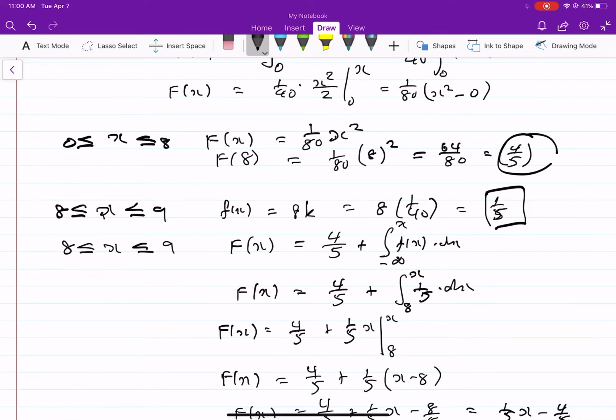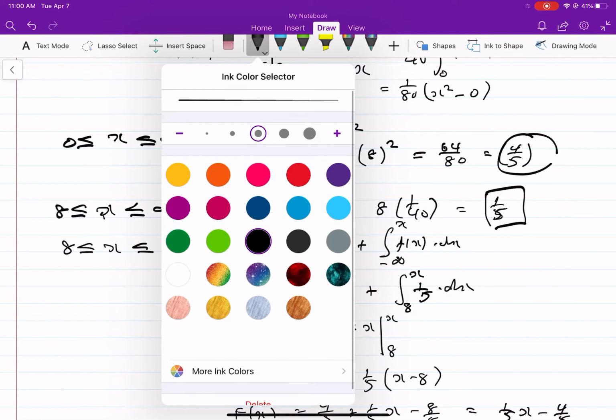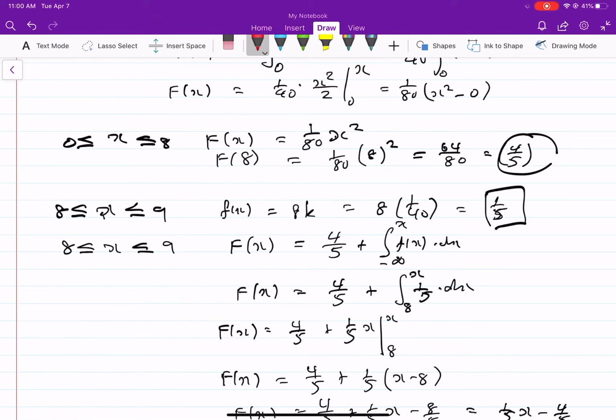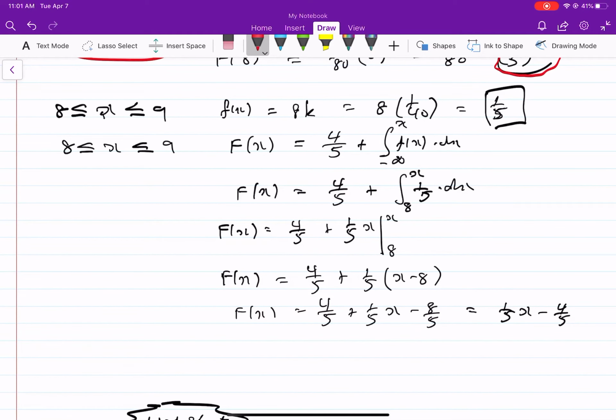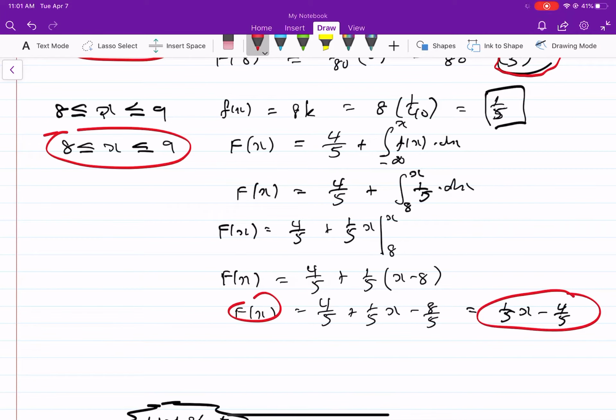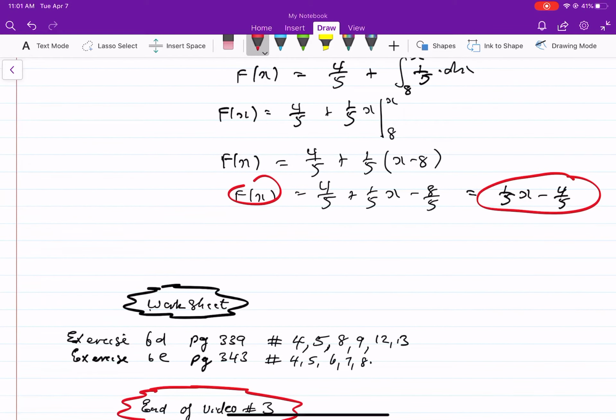Okay, so here are all the important parts. For x between 0 and 8, the function is this guy. Then I added up, found all the probability up to and including the end of that range, or end of that domain. Found that to be 4/5. And then for x between 8 and 9, big F of x is 1/5 x minus 4/5. So I have to summarize all of that now into one function. Let's see how I do that.